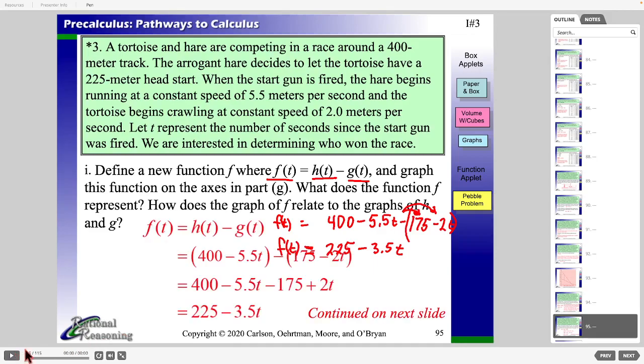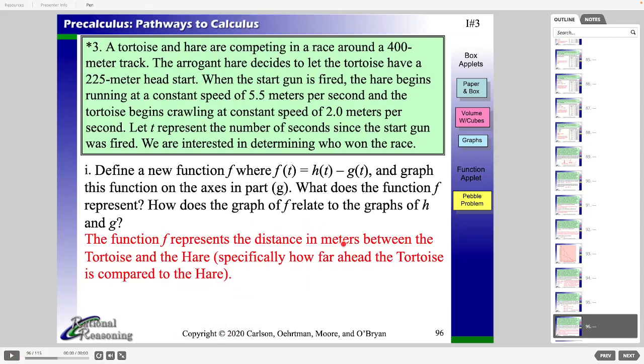Okay. So let's take a look. And that's why I go through these and talk you through them, rather than I could just do this and it's got all the values. But I want you to see where everything comes from. Okay. So that's going to give us the distance in meters between the two. So how much lead does the tortoise have? You see it's shrinking and shrinking. That's f of t.